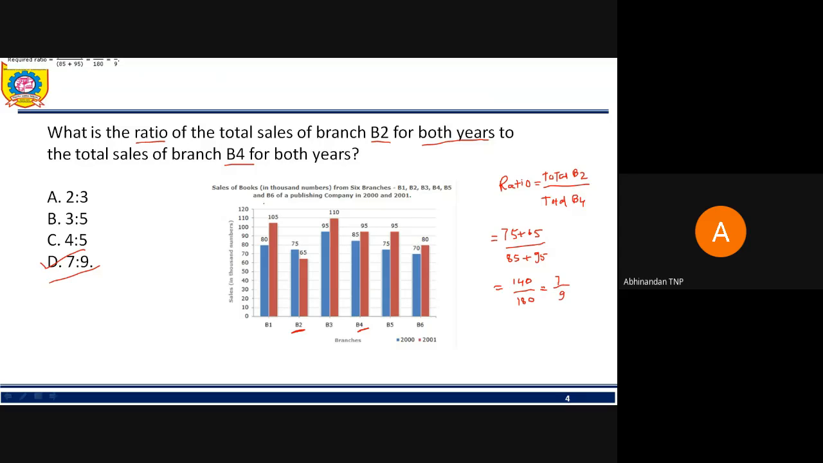So the question was, what is the ratio of the total sale of the branch B2 for both the years to the total sales of the branch B4 for both the years? We have just added the sale of B2 and B4 and then calculated the ratio. The ratio is 7 is to 9. 7 is to 9 is the correct answer. Option number D is correct.